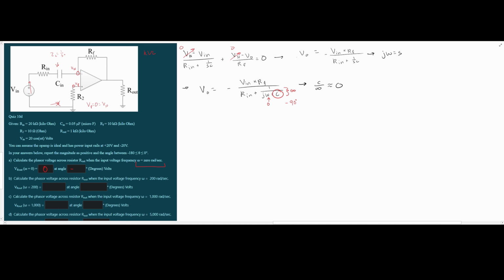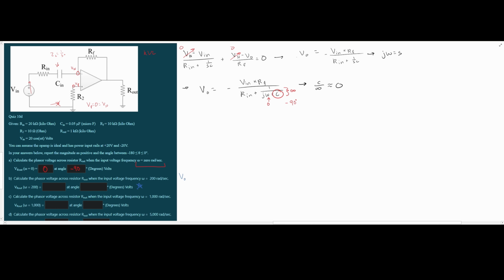We're going to have an angle of 90 or negative 90 degrees inside of here. So we're going to have 0 and negative 90 degrees. Now we can look at the next one with the 200 rads per second, and we can plug our 200 rads into here.